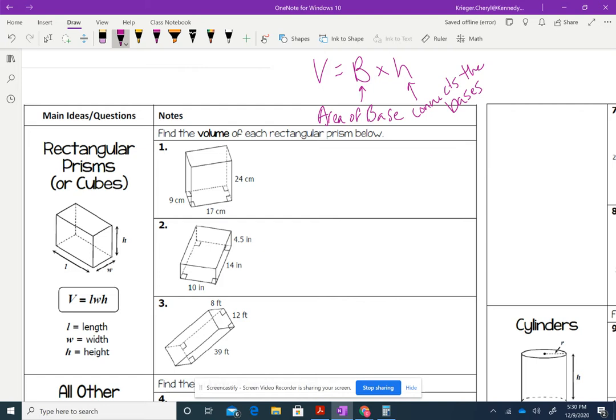Really quickly, you probably have learned that volume of a rectangular prism is length times width times height. And that's true. Length times width times height is the same thing as the area of the base times the height. So in this case, my length and width is 17 and 9. That gives me the area of my base. And then we multiply that area by the height, which is 24.